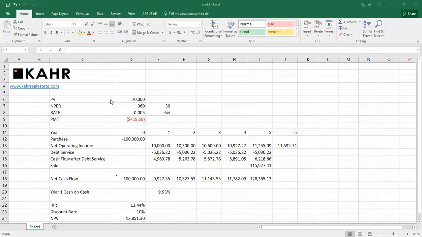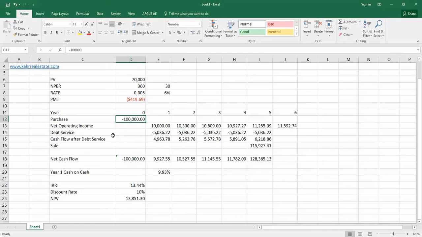Okay, so we have some starter information. We're borrowing a certain amount of money. Here's $70,000. We're holding the building with a 30-year mortgage. We've got a 6% interest rate. We have a payment, that's our monthly payment.